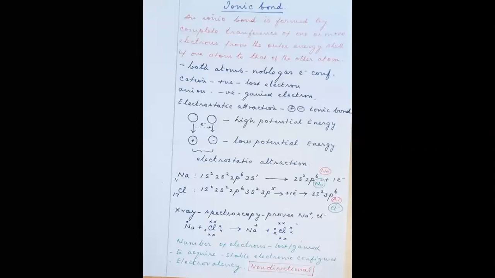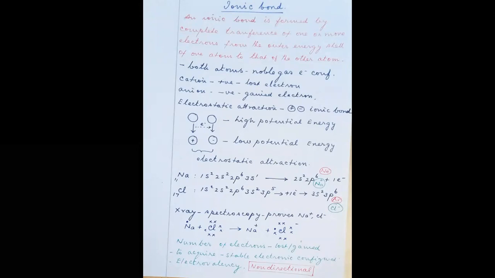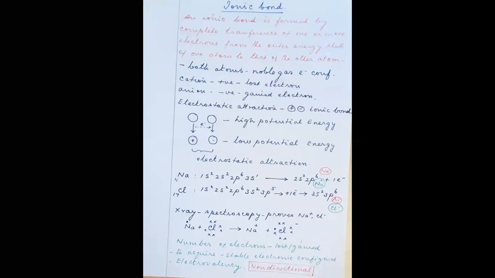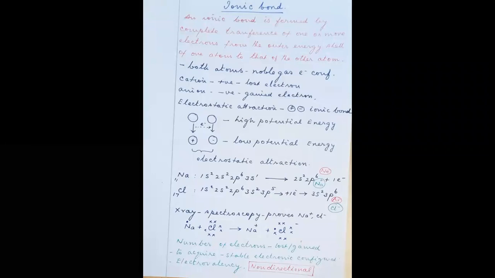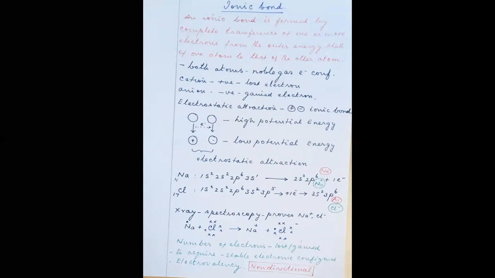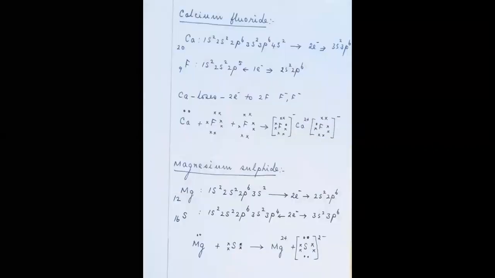Therefore, I can say this electric field is a non-directional electric field. So the ionic bond is also non-directional. It may be in all directions. It is a non-directional bond, and the electric field is also non-directional. So these are all the important ideas about the ionic bond. So look at the next one.